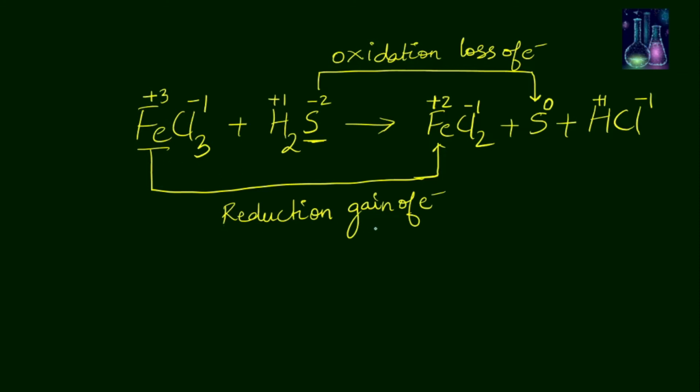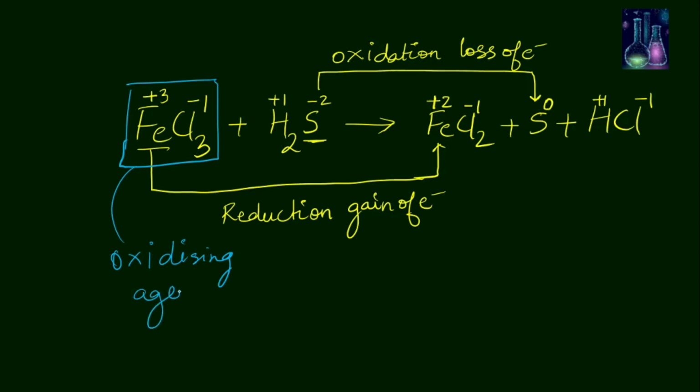FeCl3 is undergoing reduction. Therefore, FeCl3 is the oxidizing agent. And H2S is undergoing oxidation, therefore it is a reducing agent. Let's try out another example.